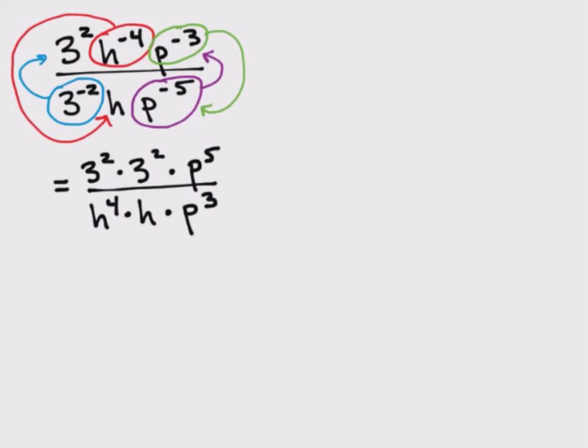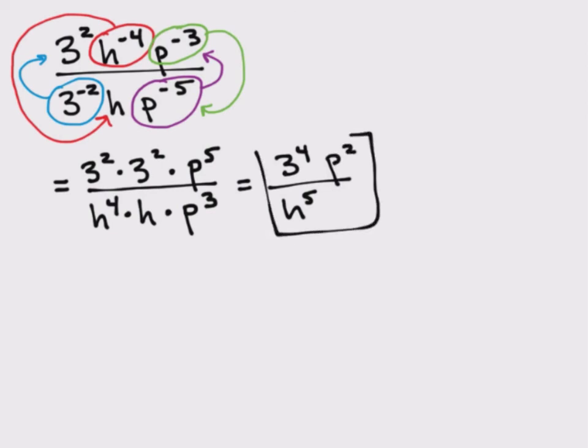And now that we've got positive exponents galore, this should be no problem. Dealing with the 3's, 3 to the second times 3 to the second, that's 3 to the fourth. Dealing with the h's, h to the fourth times h, that's h to the fifth. And dealing with the p's, p to the fifth over p to the third, I'm sure you know that that's p squared. And just that quickly, we have our simplified version of that pretty nasty original fraction. And that's the strategy that I would endorse for taking care of these difficult problems.